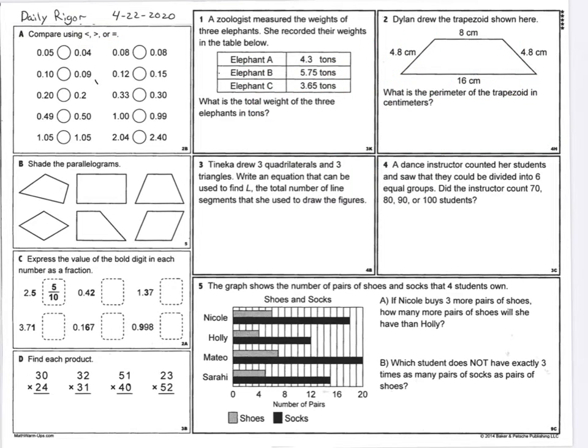Shade the parallelograms. Remember that a parallelogram has two pair of parallel sides. Okay. C says express the value of the bold digit of each number as a fraction. So if my number is 47 hundredths and I want you to tell me about the 7, it would be 7/100, because remember, after the decimal you have two place values. Okay.